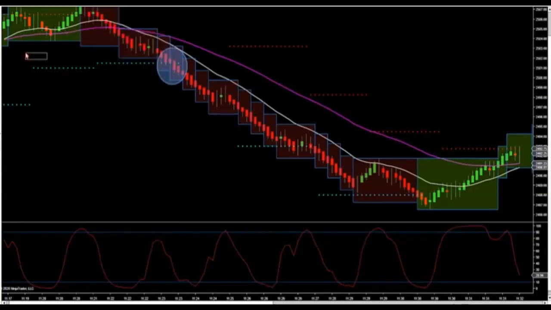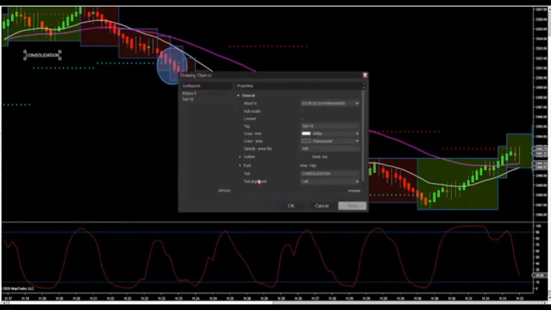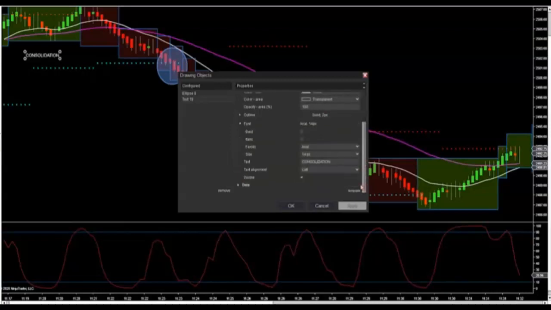Remember, this is consolidation. I don't care if it's green or red together. That's consolidation before continuation. That's why these trend boxes are very, very neat. It's consolidation before continuation. All right, so the same concept applies though.